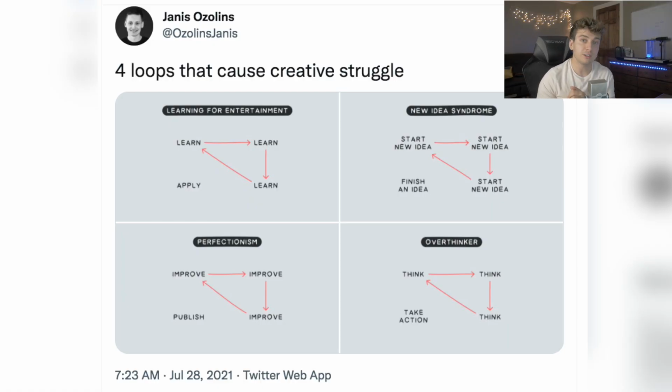So there's no perfect song, just get them released, because if you like it at this current point in time, someone else is going to like it too. And the last one is the overthinker. These kind of people just think about ideas all day.